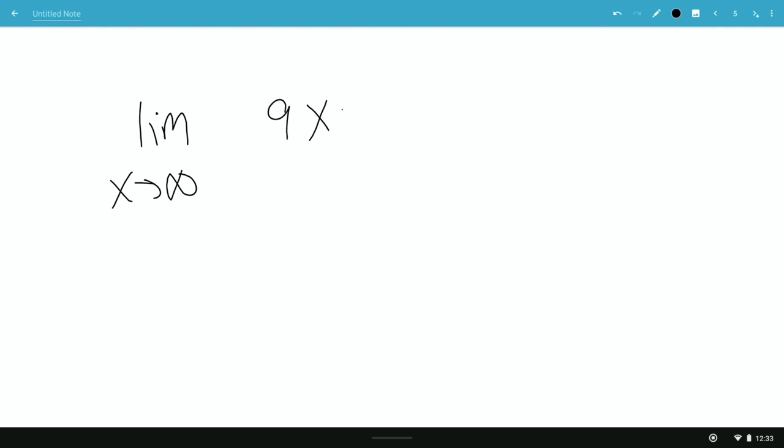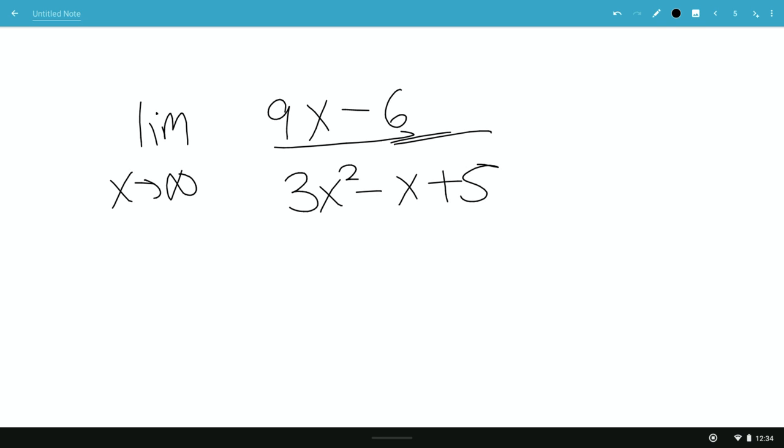So if we have the limit as x goes to infinity of (9x minus 6) over (3x squared minus x plus 5), something like that, the highest degree on the numerator is 1, and the highest degree on the denominator is 2. So this will go to 0.